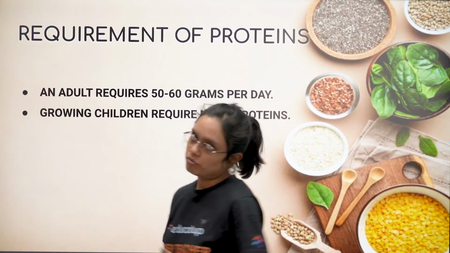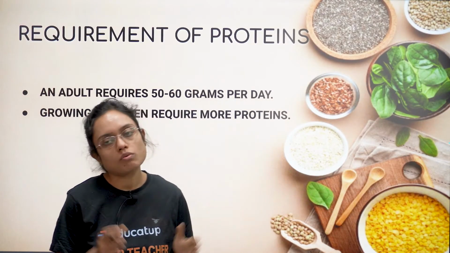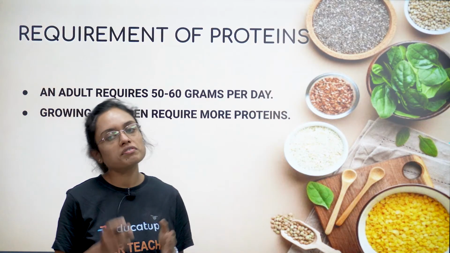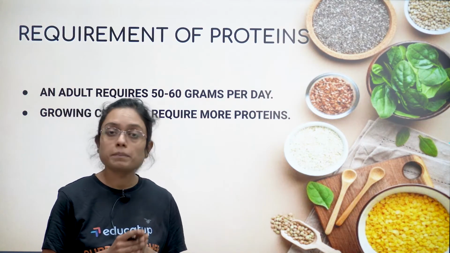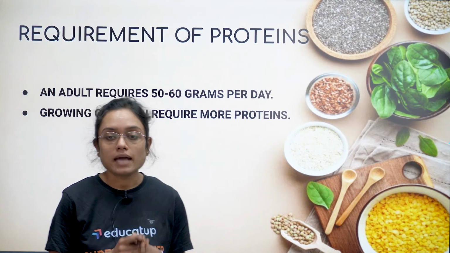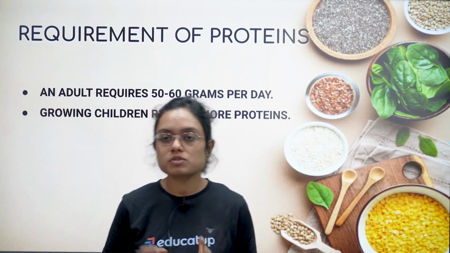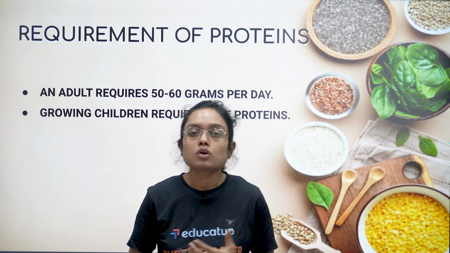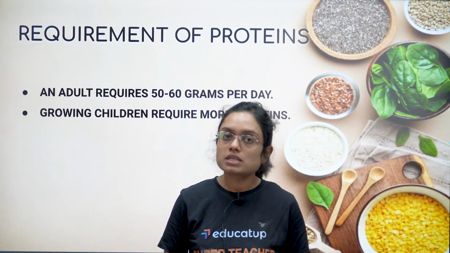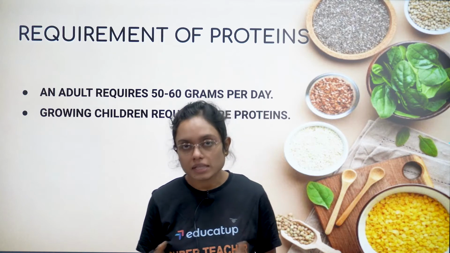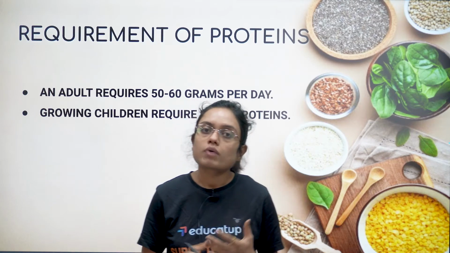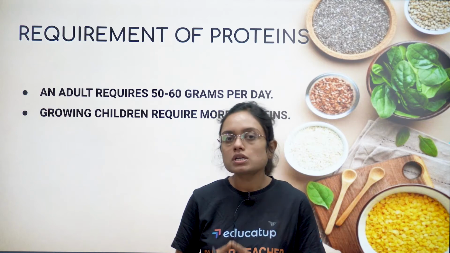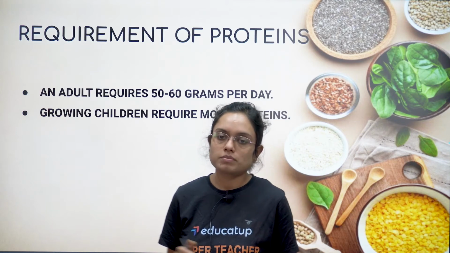Now, requirement of proteins. How much protein is required in a day? So, an adult like me requires almost 50 to 60 grams of protein per day. That means in my diet, at least 50 to 60 grams of protein per day should be included. Now, other than that, growing children like you people, you are in the stage of growing because you are in the teenage. So, you also require a lot of protein in your diet, but in an appropriate amount, and it should be taken on a regular basis.